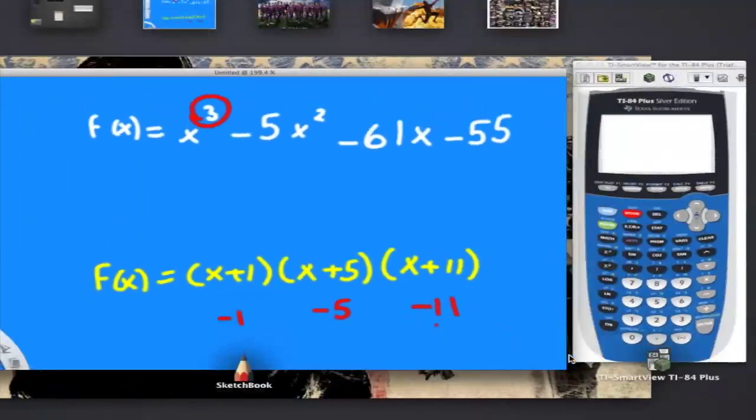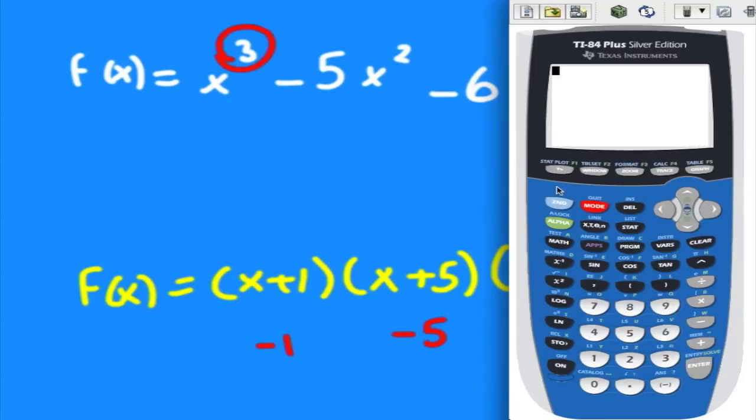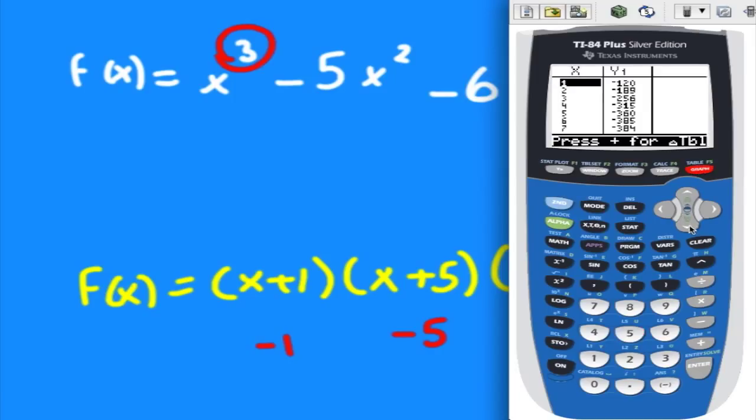So what you're going to do is take out your calculator and graph the function: x cubed minus 5x squared minus 61x minus 55. Go to your table and look for the -1.